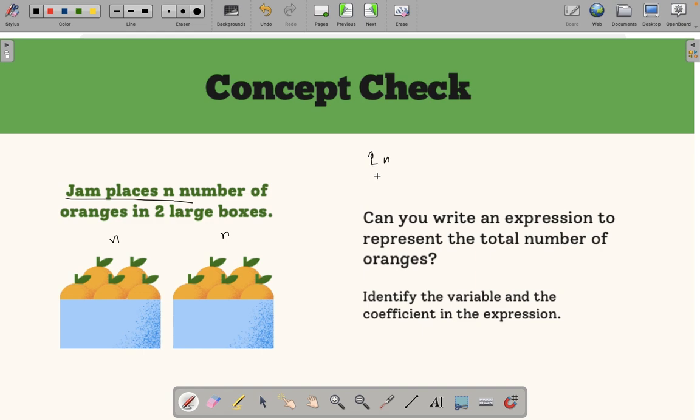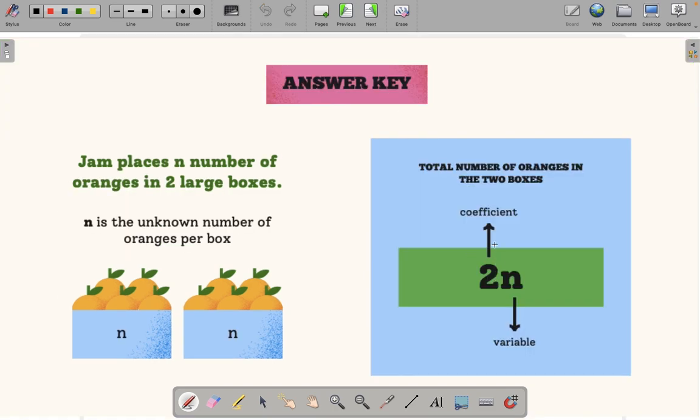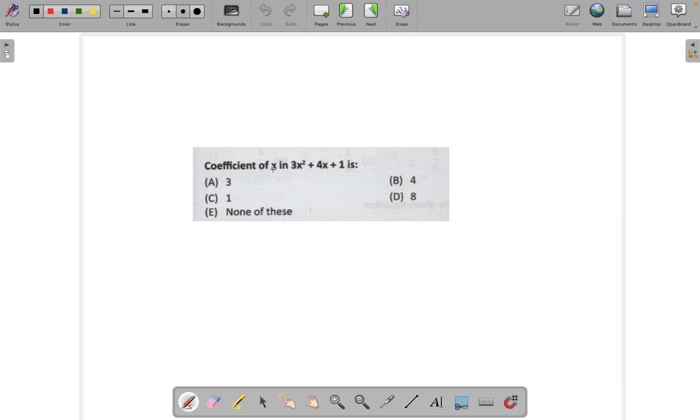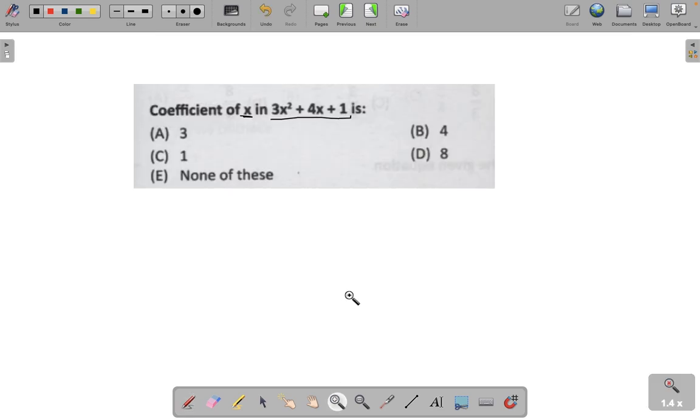So in 2n, what is the constant and what is the variable? Yeah, variable is n and constant is 2, right? So we can also say n is a variable and the coefficient of n is 2. So you can see the total number of oranges will be 2n, the variable is n and the coefficient is 2. Next we have this question, what is the coefficient of x in this equation? Yeah, very good, it is 4, right?